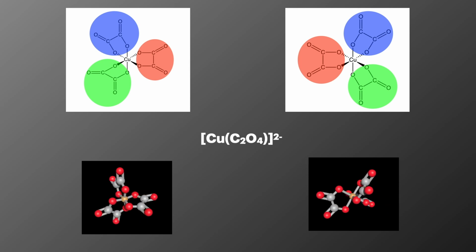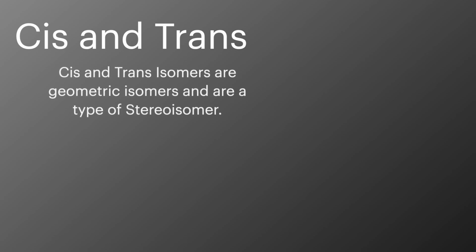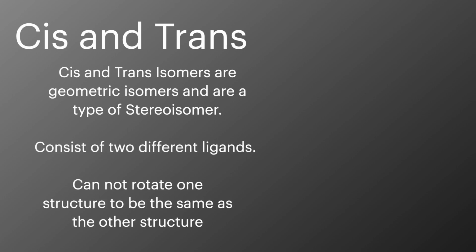Cis and trans isomerism might already be quite familiar to you when you looked at the cis and trans isomerism around a carbon-carbon double bond. Cis and trans isomers are geometric isomers, and they're a type of stereoisomer. To see them in complexes, we need to have two different ligands present, and we need to check that when we've drawn them out, we can't rotate one isomer around to be the same as the other.